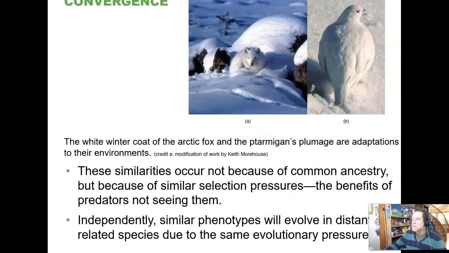Convergent evolution, let me adjust this a little bit right here. Sorry, hang on a second.